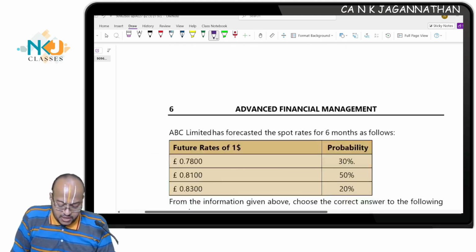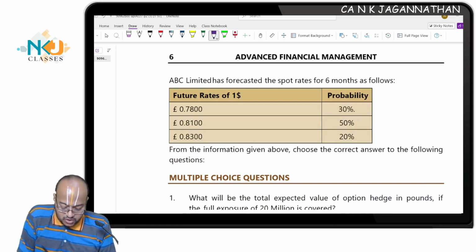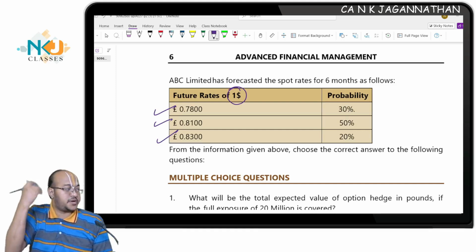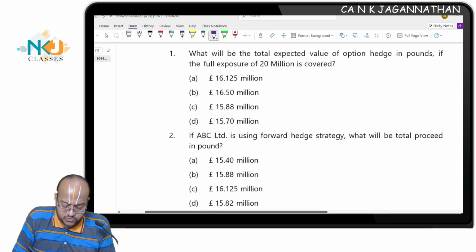Now, ABC Limited has forecasted the spot rates for 6 months as follows. Future rates of $1 are given, with a 30% probability, and the respective expected future rates and their probabilities are also given. From the information given above, choose the correct answer. Anyway, we'll see the questions here.